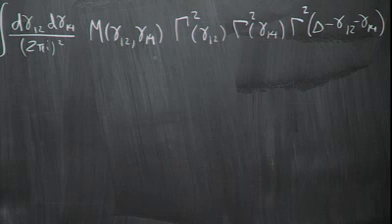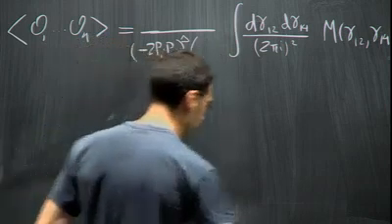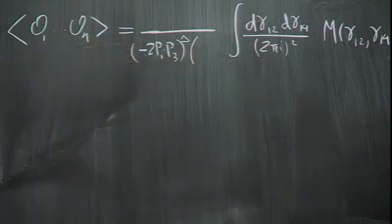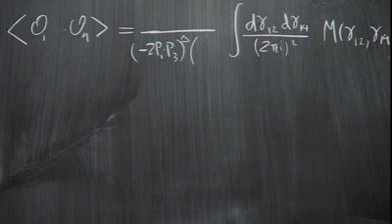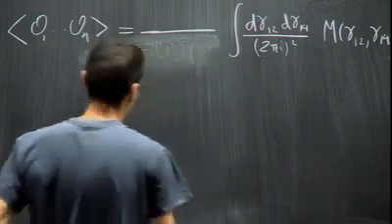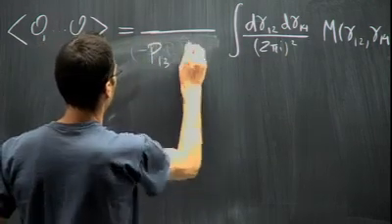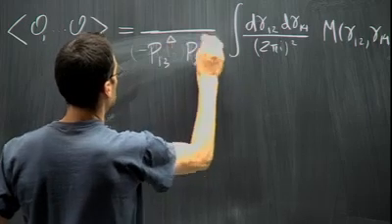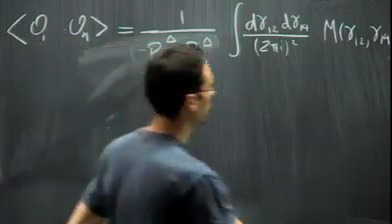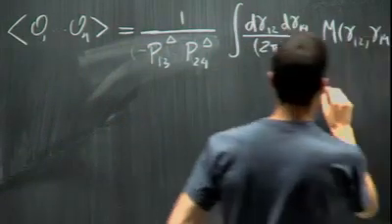Okay, so basically you are just left here with (-2 p1 dot p3) to the delta. Let me introduce a notation, otherwise I'll be writing this all the time. Let me define pij to be -2 pi dot pj, okay? So this is p13, p24 to the delta, and the rest of the dependence, I don't have space here, so I'll write it here.